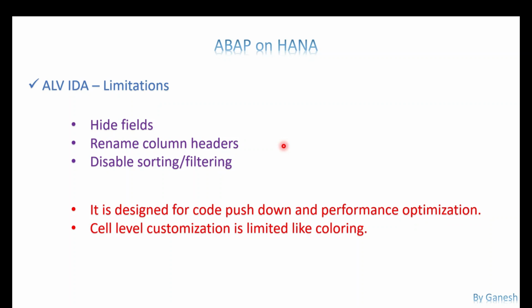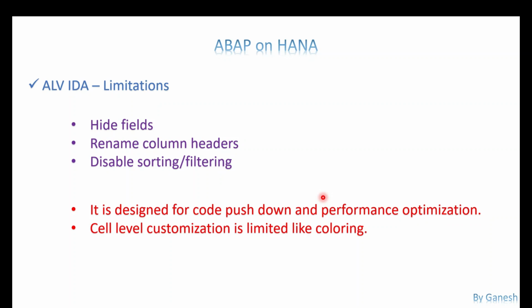And this is especially designed for code pushdown and performance optimization, meaning take the data and display it in ALV format. So you want to try to avoid the application layer. Try to get almost all the data through the CDS view concept and put it in your ALV format. If that is your requirement, this is the place where you can use it for better performance. And cell level customizations are not possible at this time.